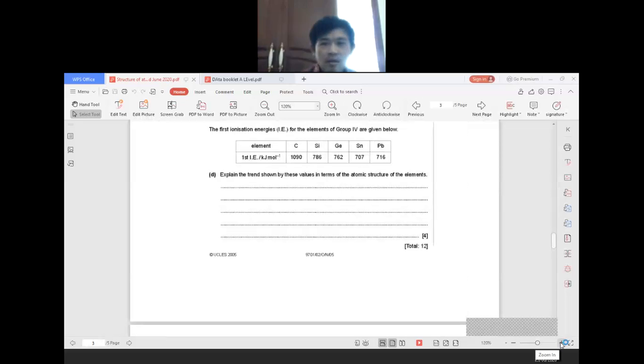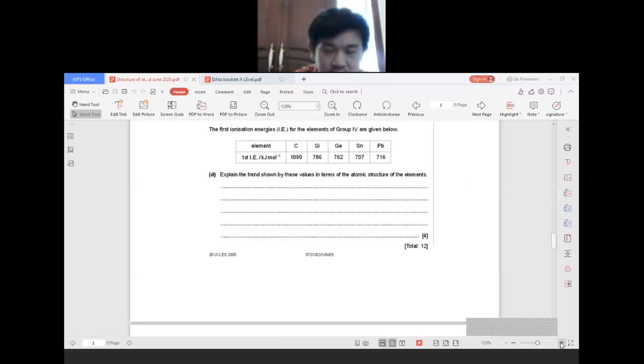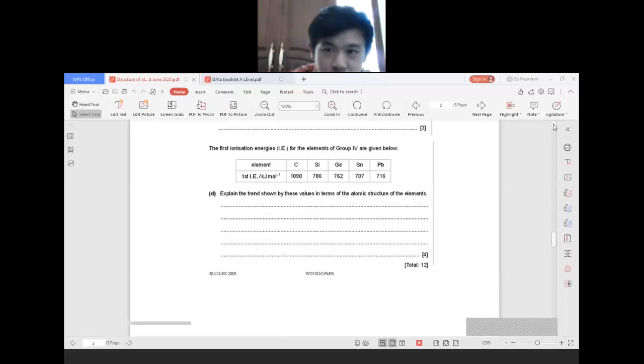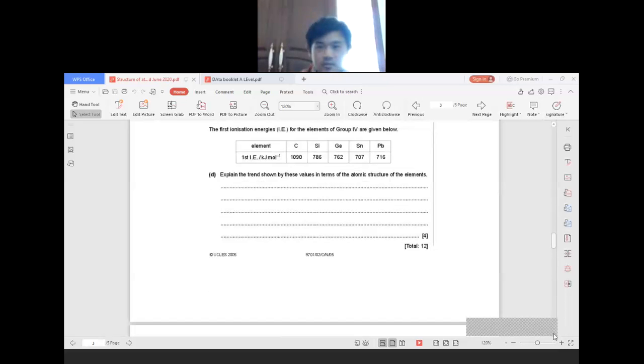Explain the trend shown by these values in terms of the atomic structure of the elements. It is worth 4 marks. It was in 2005.